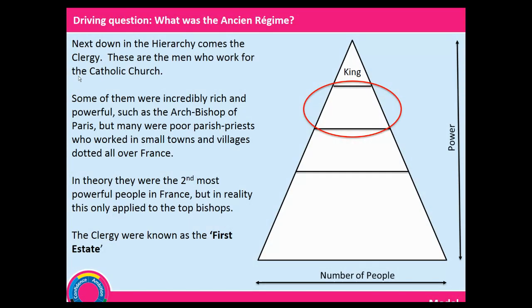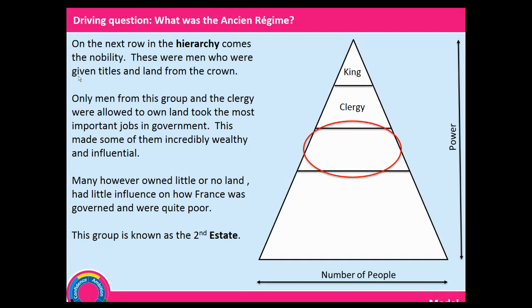Next down in the hierarchy comes the clergy. These are the men who work for the Catholic Church. Some of them were incredibly rich and powerful, such as the Archbishop of Paris, but many were poor parish priests who worked in small towns and villages dotted all over France. In theory, they were the second most powerful people in France, but in reality this only applied to the top bishops. The clergy were known as the First Estate.